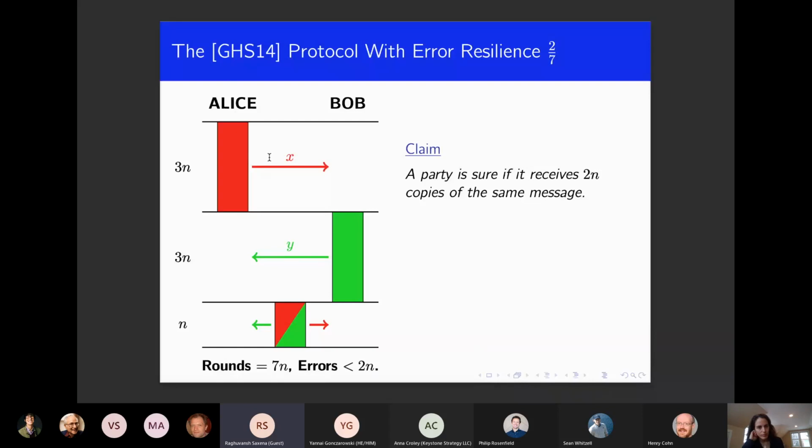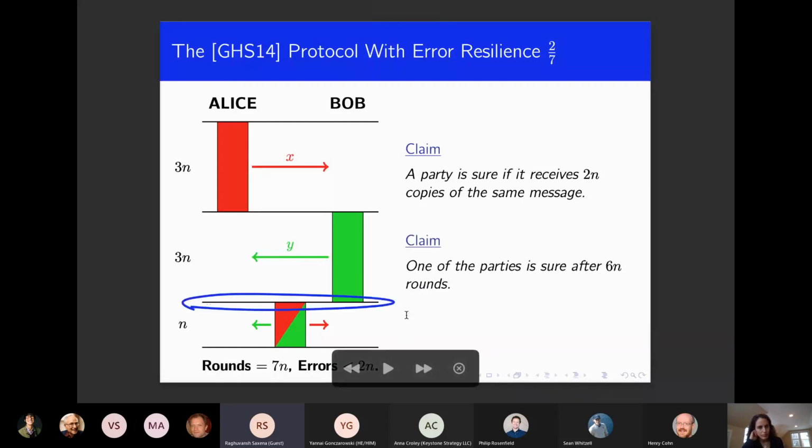Using this claim, we can also show that one of the parties is already sure after stage 2. This is significant because the protocol hasn't ended yet. The protocol will go on for another n rounds, and I haven't even described what happens in these n rounds. But even before these n rounds, there exists one party, we don't know which one, but one party already knows what to output. So let's see why this is true. This is, again, due to the fact that the number of errors is less than 2n. This means that in one of the 2 directions, either Alice to Bob or Bob to Alice, the number of errors was less than n. And because there are 3n messages, these numbers were chosen to make this happen. Because there are 3n messages and the number of errors is less than n, there are 2n copies of the correct message for one of the 2 parties. And by the previous claim, if you have 2n copies of the same message, then you are sure. So one of the 2 parties is already sure after 6n rounds.